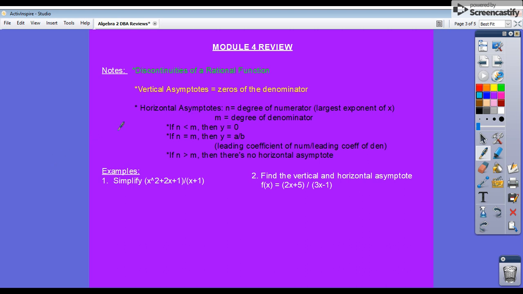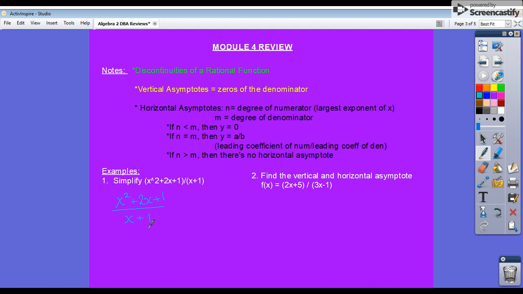So in Module 4, you have a couple of things to go over for the rational functions. Make sure that you understand discontinuities, vertical asymptotes, and horizontal asymptotes. For the first example, we have a rational function of x squared plus 2x plus 1 over x plus 1. And the question is asking you to simplify this rational function.